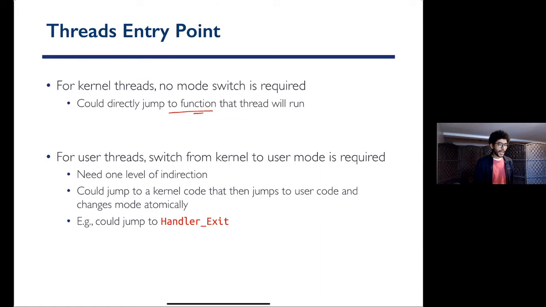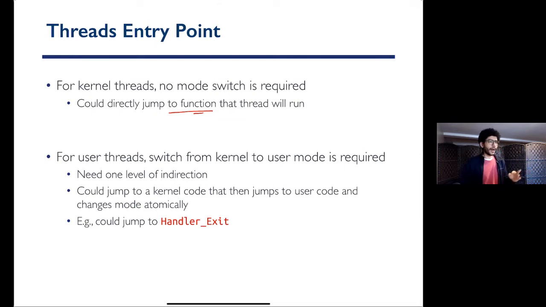All good. However, if this newly created thread that we want to context switch to is a user thread, then we can't simply return to the beginning of the function that it wants to run. Because if we do so, we're going to start running that function in kernel mode, because the mode of execution right now is kernel. So we require a mode switch. We need to switch mode when we jump to that function.